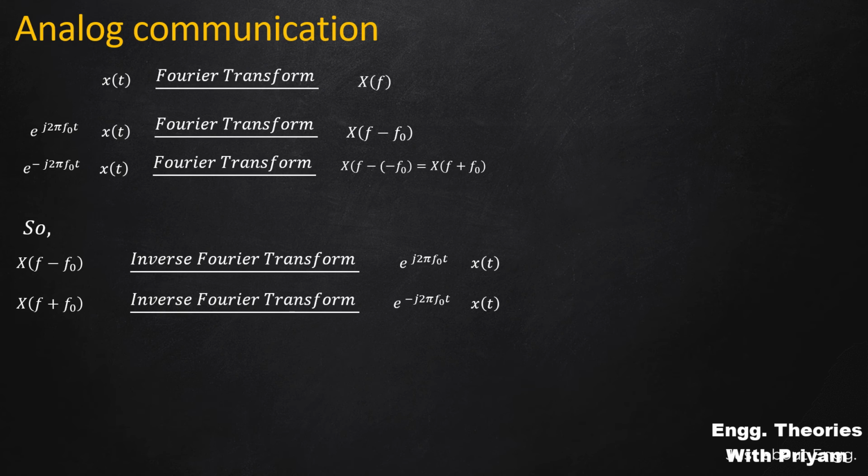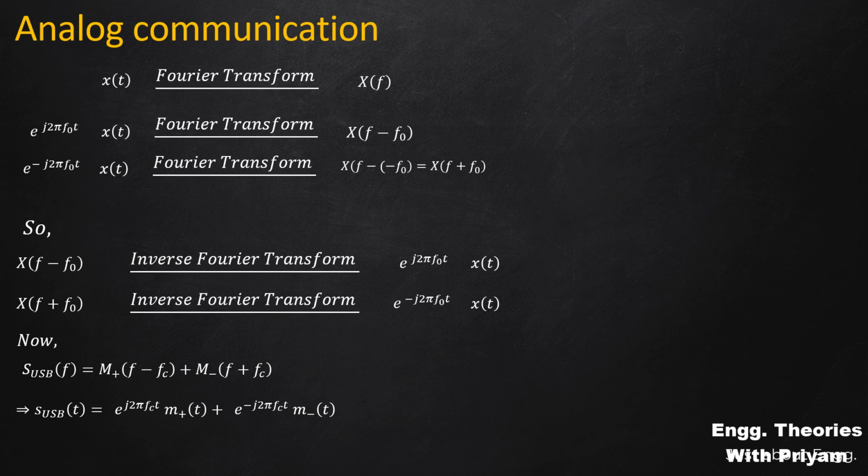Now we will apply this inverse Fourier transform formula in our upper sideband signal in the frequency domain. Upper sideband signal in the frequency domain is written as capital M plus of f minus fc plus capital M minus of f plus fc. By taking inverse Fourier transform on both sides, the single sideband signal in the time domain is equal to e to the power j2 pi fc t into m plus of t plus e to the power minus j2 pi fc t into m minus of t.